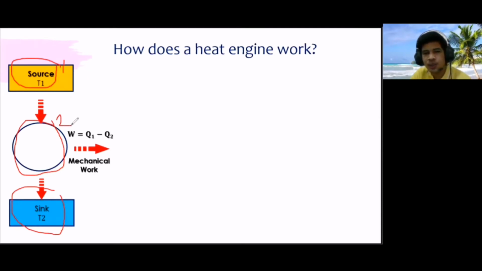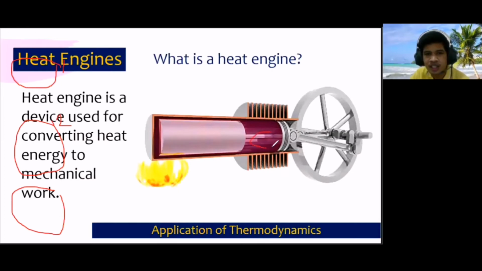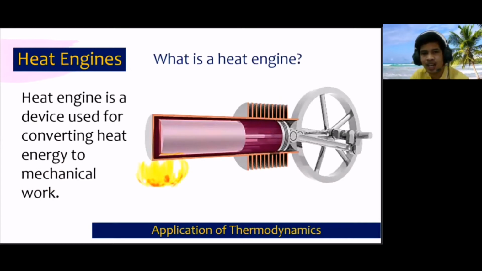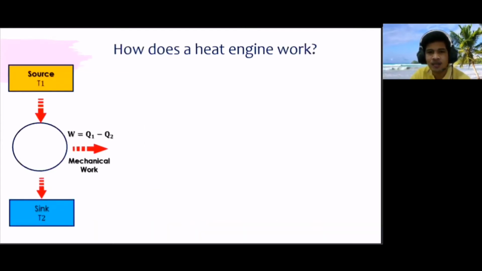Again, the working substance here could be a gas or a liquid that turns into gas. That's one, two, three: the source or the hot body, number two the working substance, and number three the sink or the cold body. Now in here, let me press the next.